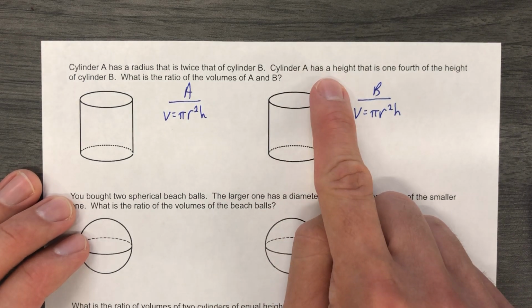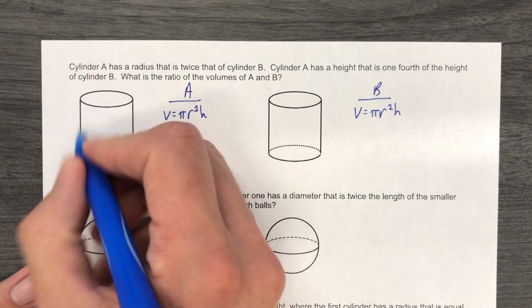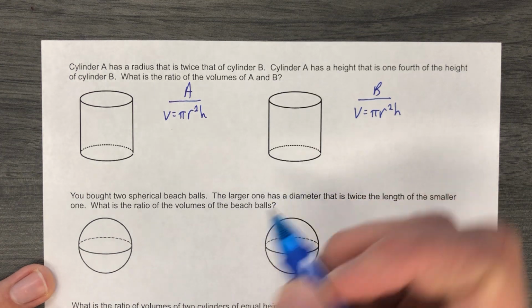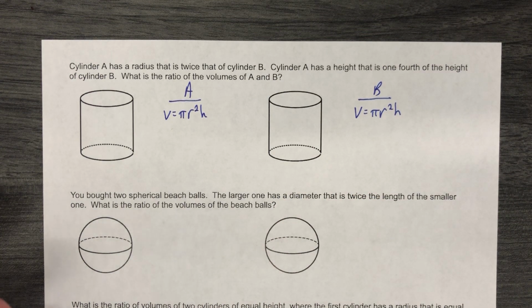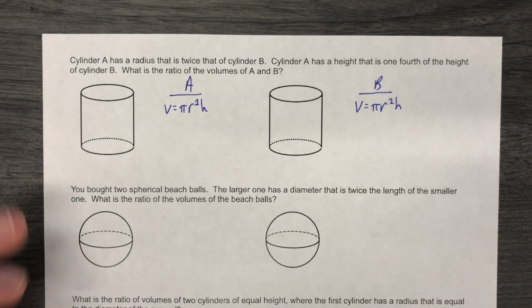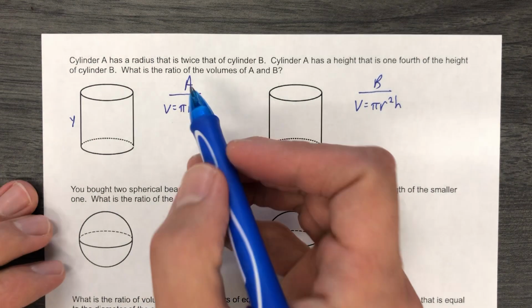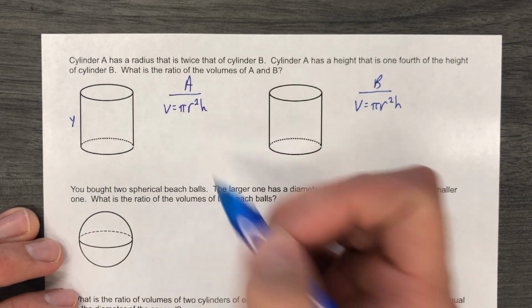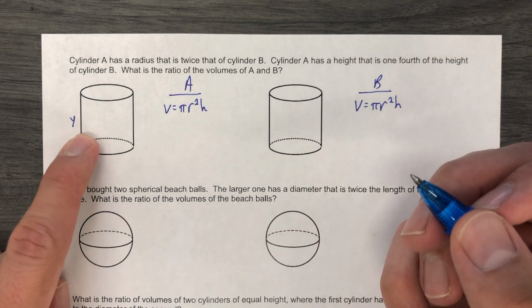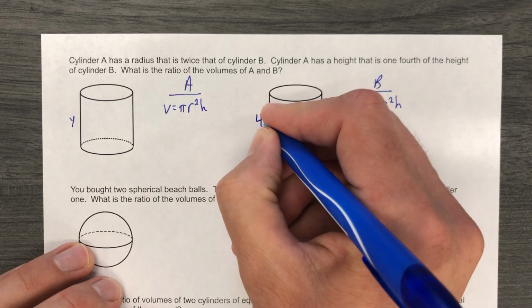Cylinder A has a height that is 1/4 the height of cylinder B. So whatever the height of cylinder B is, cylinder A better be 1/4 of that. Now, you could pick random numbers. That would be totally fine. But I want to show you, in general, how we could do this with variables. The height of cylinder A is going to be Y. I would use H, but I've already used H. And it is 1/4 of this one. Well, if that one's Y, this one had better be 4Y.